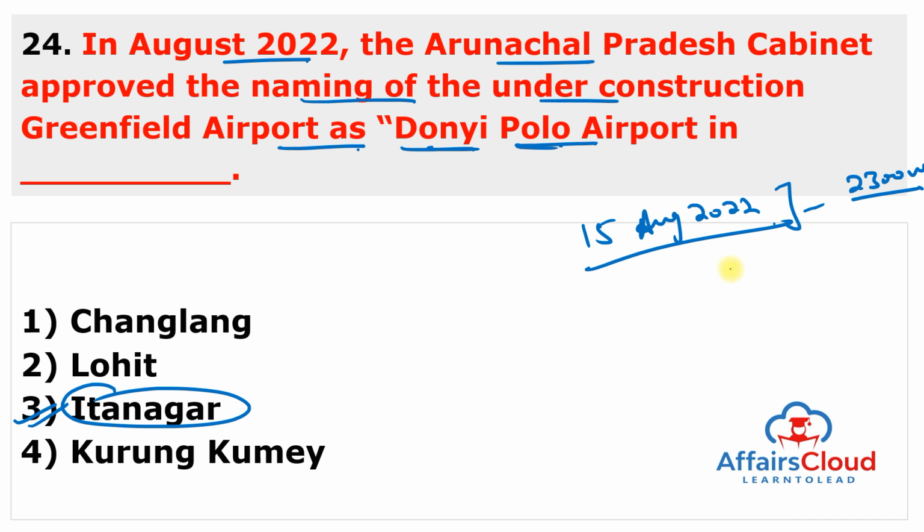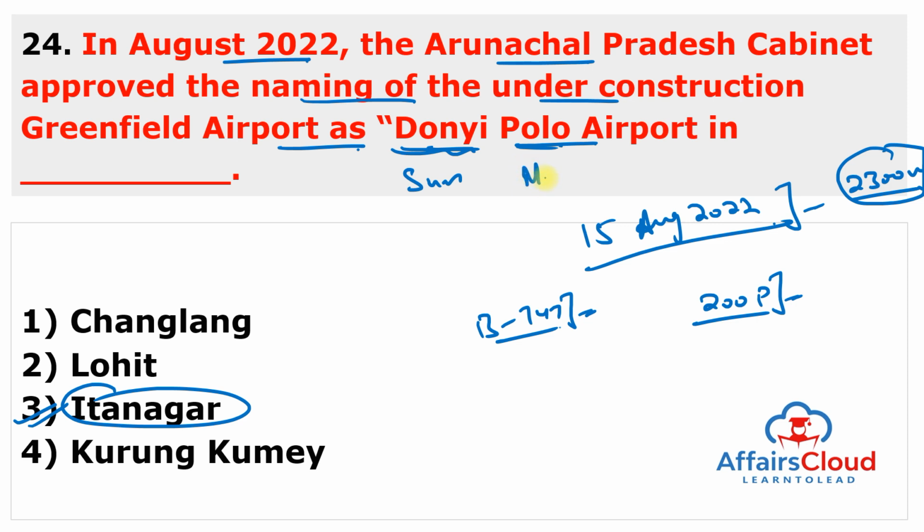And this is the first airport in Arunachal Pradesh which has a runway of 2300 meter, and the airport will be able to accommodate 200 passengers during the peak hours. It is suitable for operating Boeing 747, one of the largest passenger aircraft. The name will symbolize the age-old tradition and rich cultural heritage of Arunachal Pradesh. It will also showcase the people's age-old indigenous reverence for the sun and the moon, because Donyi means sun and Polo means moon. So that's why it is the old tradition of sun and moon.